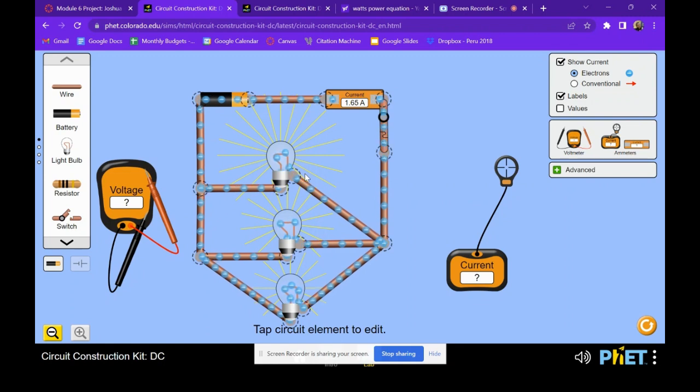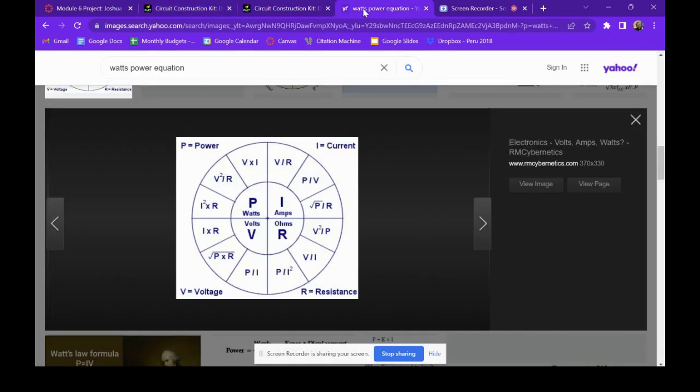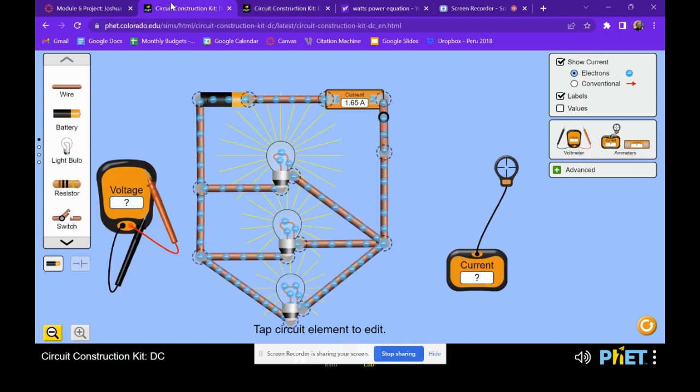With Power's law, we can see that any increase in current will drastically increase power. So we can see that right here. If this is the current right here, and if we increase it even a little bit, it's going to get squared. So that's definitely going to increase that.